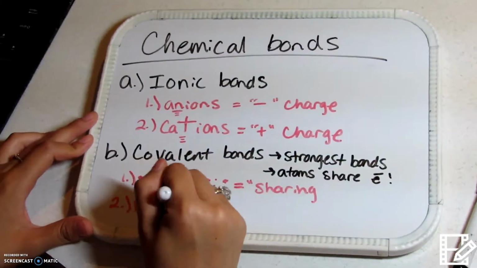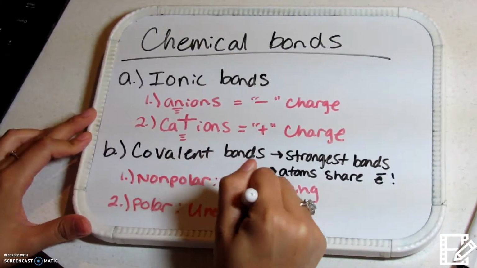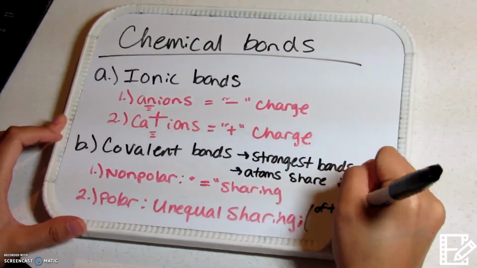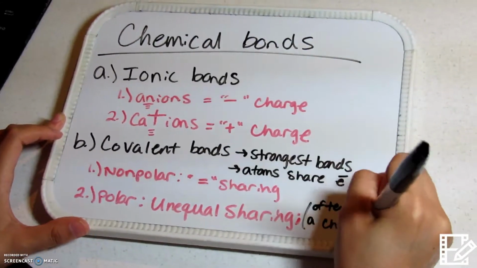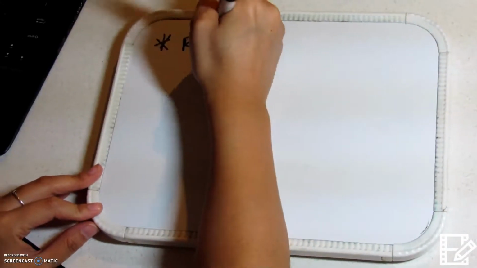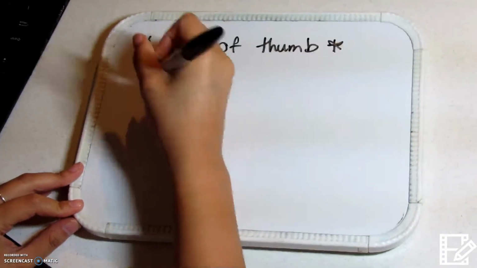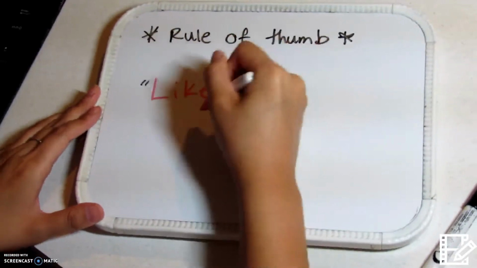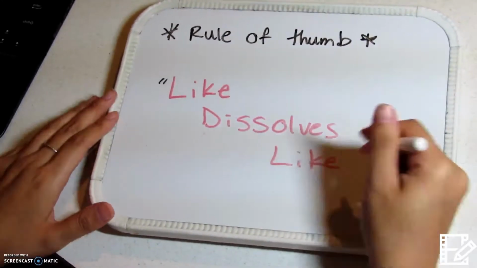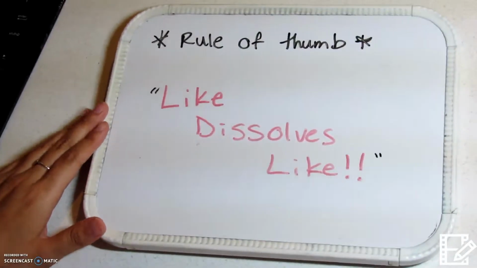Covalent bonds are described as the strongest bonds that are made when atoms share electrons. And there are two types: nonpolar, which is equal sharing, and polar, which is unequal sharing, and they often have a charge. A rule of thumb is that like dissolves like.